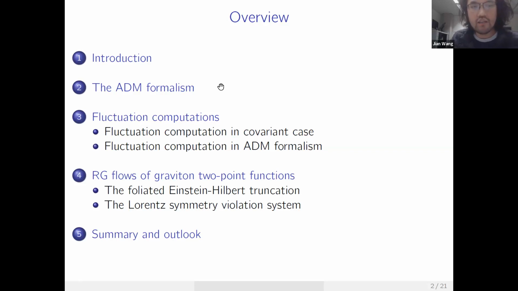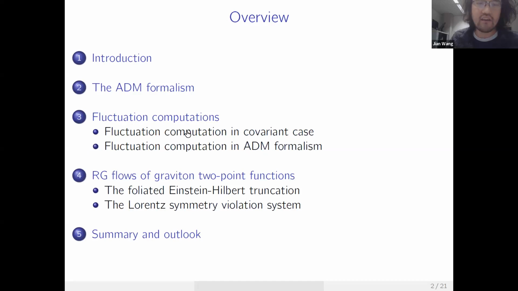First, I will give an introduction of our work, where I will give the motivation for why we want to do the fluctuation computation on the foliated spacetime. Next, I will briefly review the ADM formalism, since some of you may not be familiar with this formalism. After this, I also review the fluctuation approach computation for the FRG.